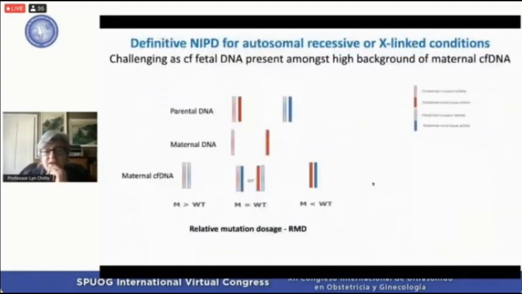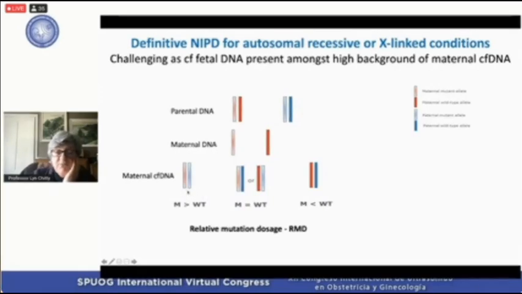Ahora, como les dije antes, la vasta mayoría del ADN celular libre en la sangre de la mamá viene de ella misma. Entonces, es todo un reto detectar condiciones en las cuales necesitamos saber si el feto está heredando una mutación de la mamá, debido a que las mutaciones de la madre ya están circulando en su propia sangre. Entonces tenemos que mirar la tasa de mutantes con relación a la línea normal en la sangre de la madre, y si el bebé ha heredado ambos alelos mutantes de mamá, es capaz de haber más mutantes en estos alelos en su sangre.